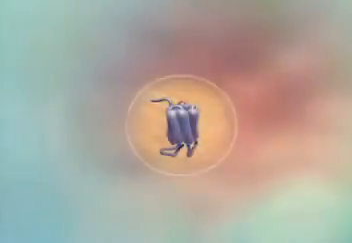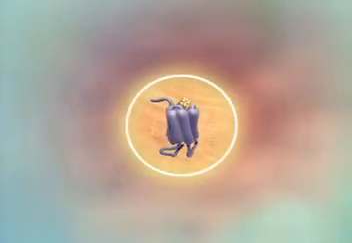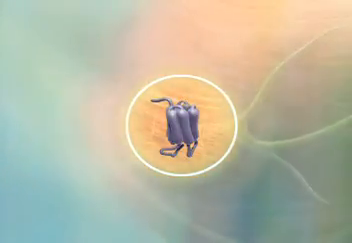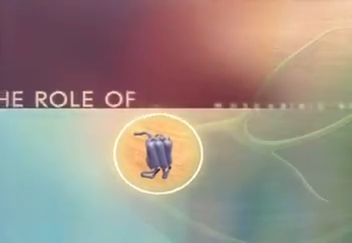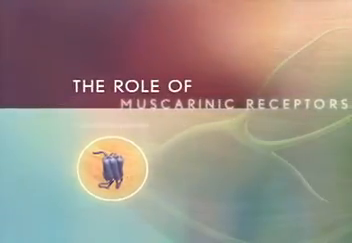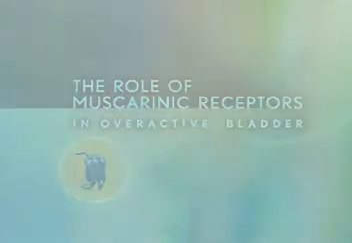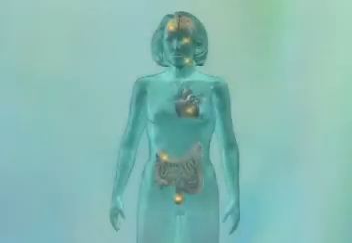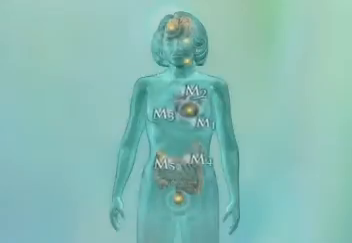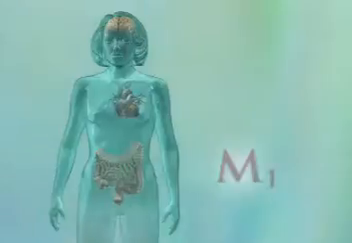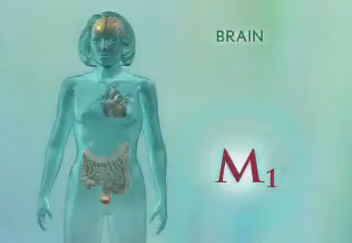It is well established that parasympathetic stimulation of muscarinic receptors is involved in both normal and overactive bladder muscle contraction. Muscarinic receptor subtypes are located with overlapping distribution throughout the body. To date, there are 5 identified subtypes with varying functions. For example, M1 are highly expressed in the brain and have a critical role in memory and cognition.